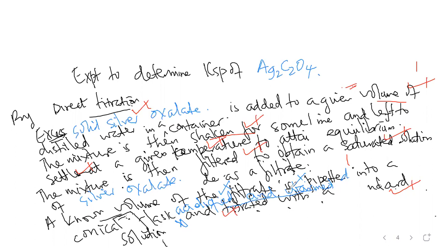Forget that, whatever you do after that in the experiment is wrong. So a known volume of the filtrate is pipetted into a conical flask, acidify it and warm it. I'm repeating, a known volume of the filtrate, which is an oxalate solution, is acidified and warmed, and then titrated with a standard solution of potassium permanganate.